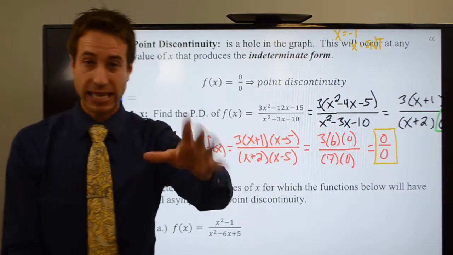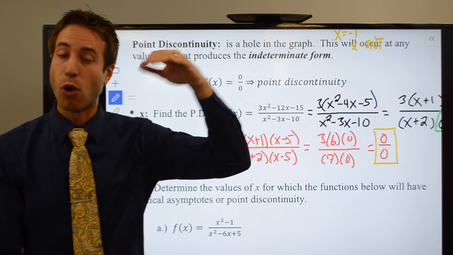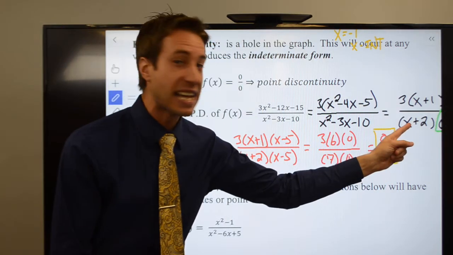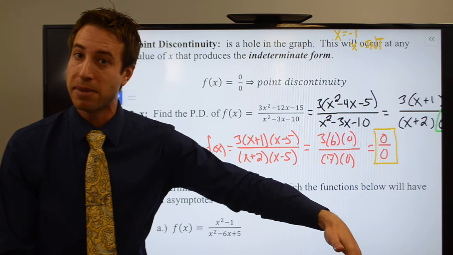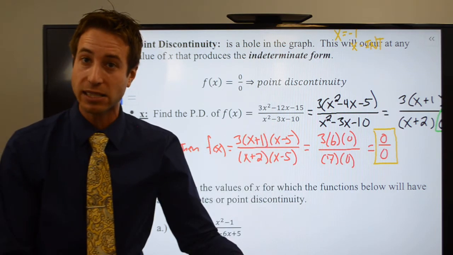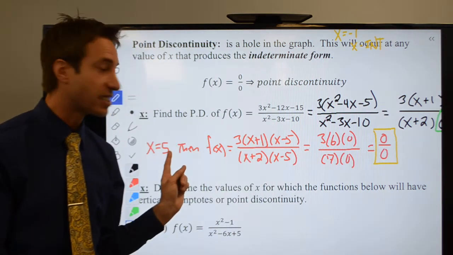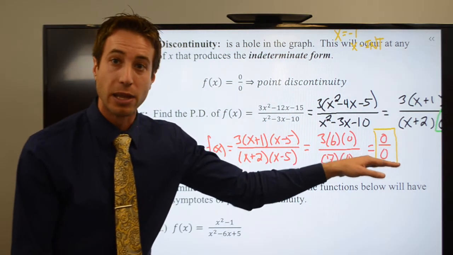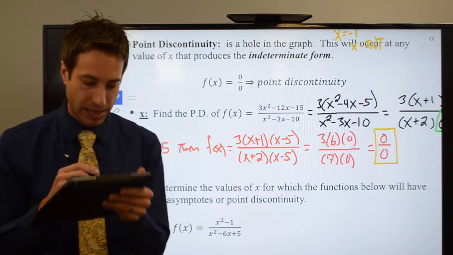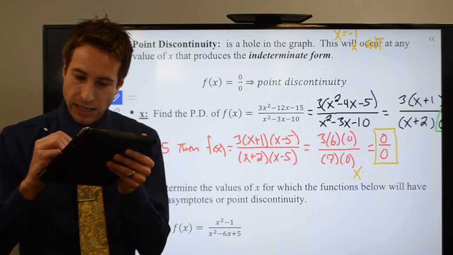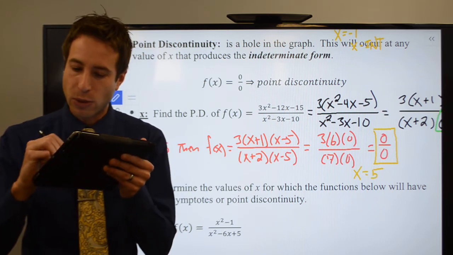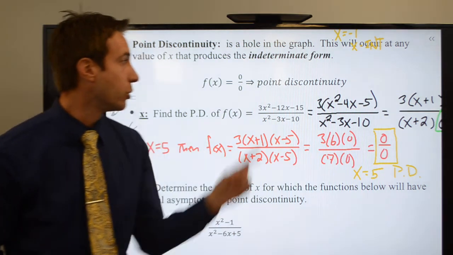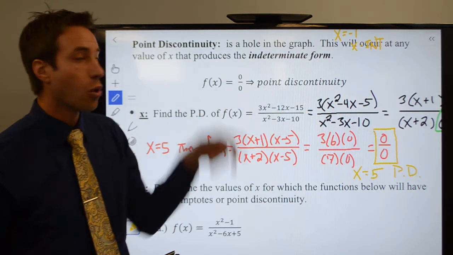So when I plugged in a -1, I got a 0 in the top. 0 in the numerator is an x-intercept. When I plugged in a -2, I got 0 in the denominator. And 0 in the denominator is a vertical asymptote. When I plugged in a +5, I get 0 in both the top and the bottom. And guess what that's going to be? You bet x equals 5 is going to be what we'll call PD, point discontinuity. Point discontinuity, 0 over 0.